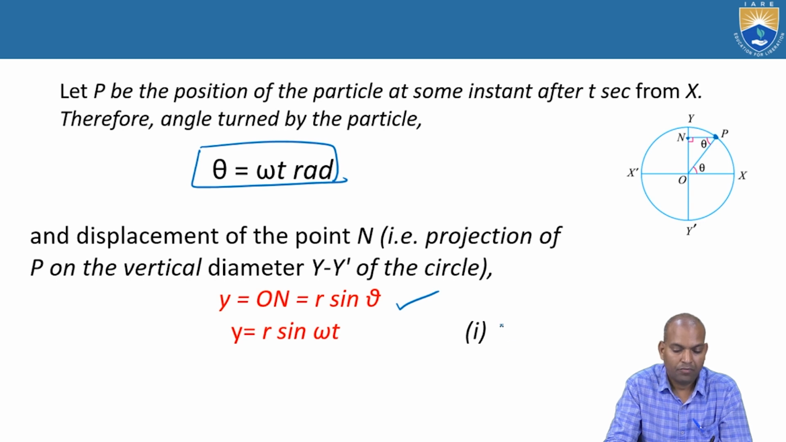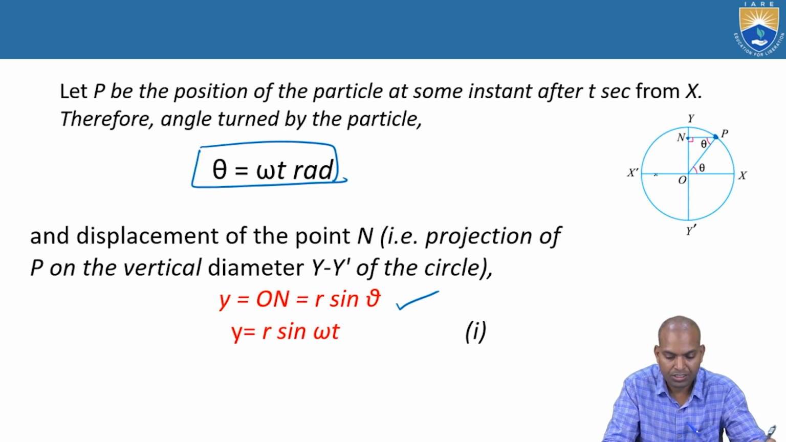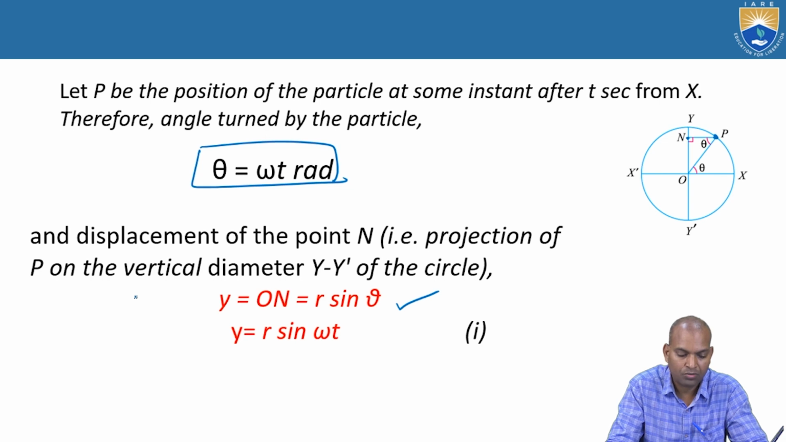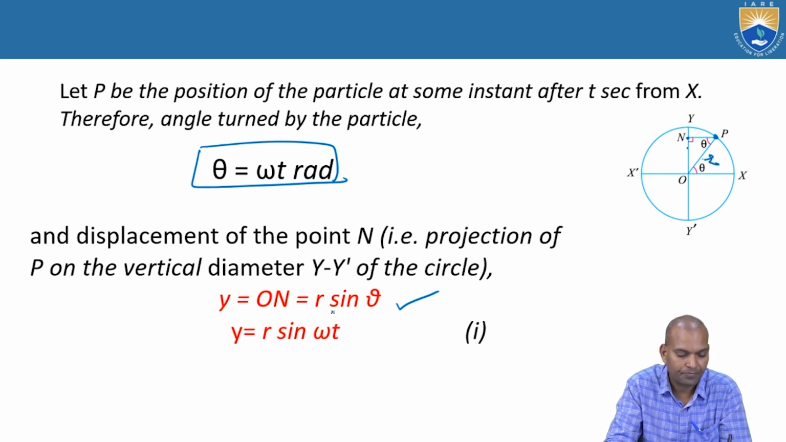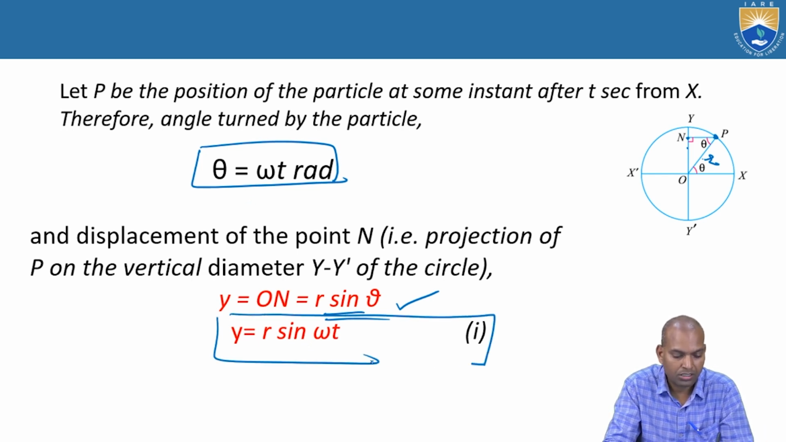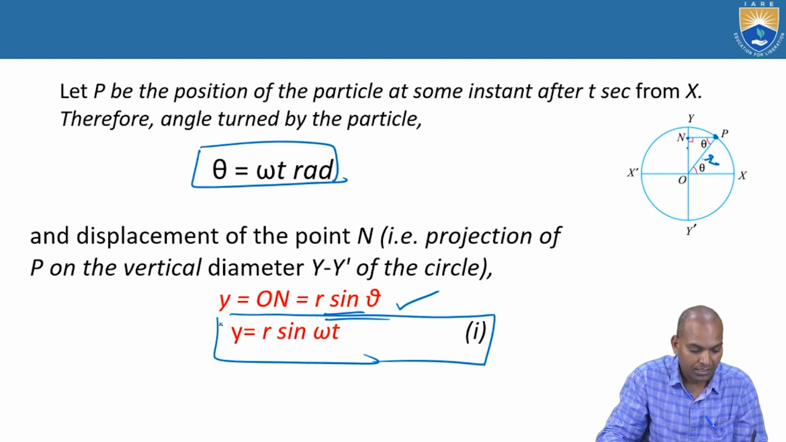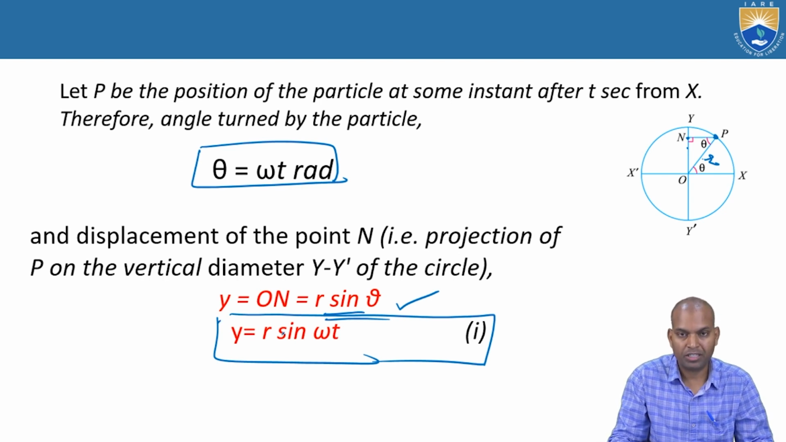or y equal to, what is the distance? The distance y equal to ON, and OP is nothing but R sin theta. Plugging the value of theta in this relation, R sin theta, then what will happen here? R sin theta, where theta is nothing but omega t. That's why y equal to R sin omega t. This equation is the displacement equation, that is y equal to R sin omega t.